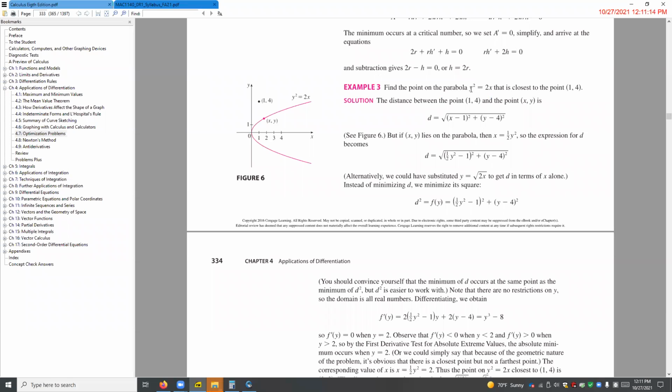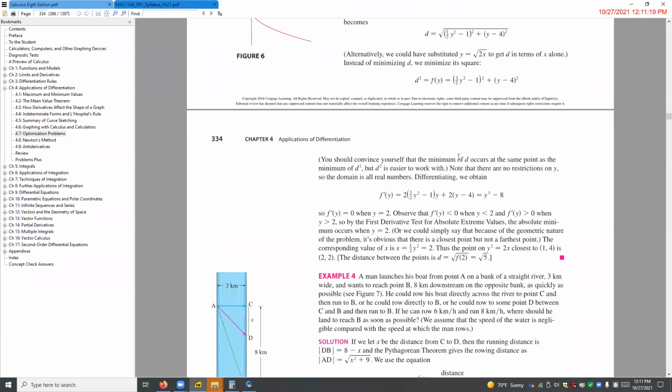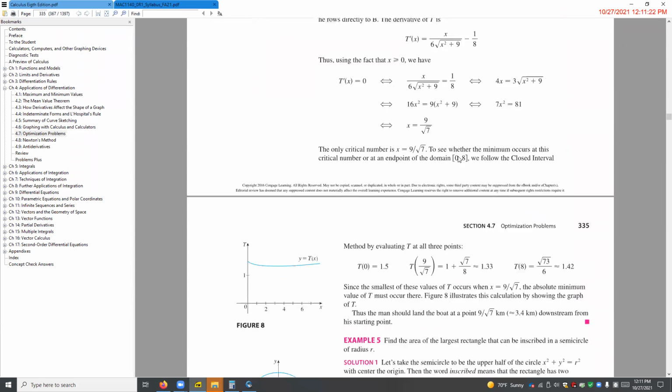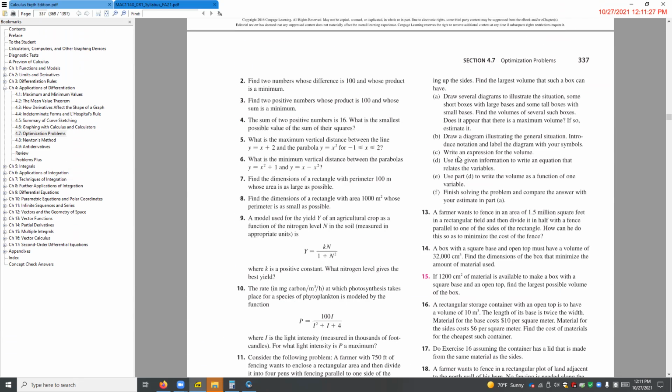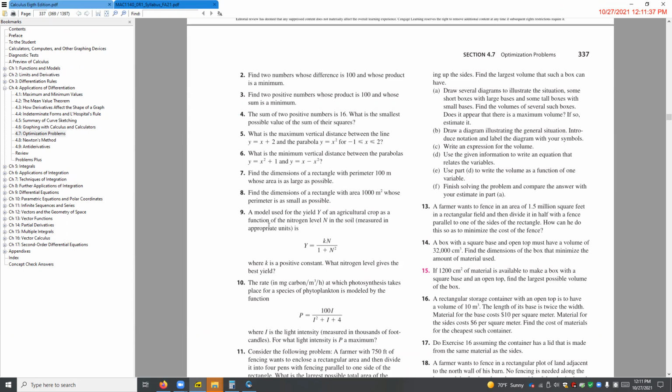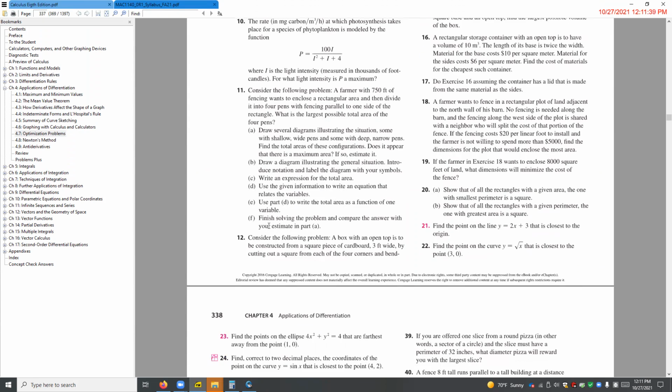So let's find the point on the parabola y squared equals 2x that's closest to the point 1, 4. Because that parabola opens sideways, I'd like to look at one that's maybe a little bit simpler first. Let's see, do I have find the point on this line that's closest to the origin? Yeah, let's look at number 22. I like this a lot. Find the point on the curve y equals root x that's closest to the point 3, 0.